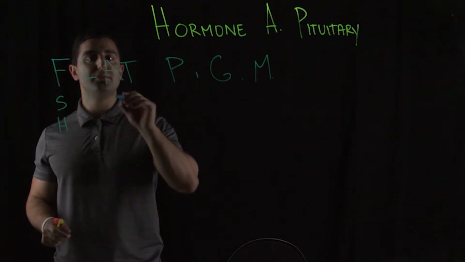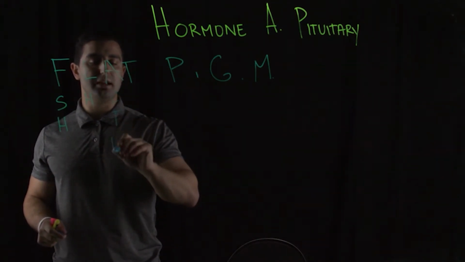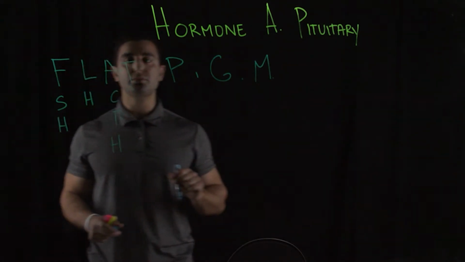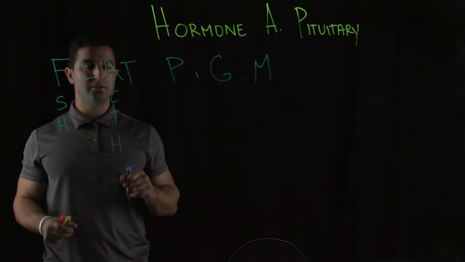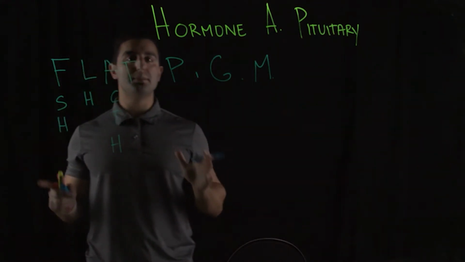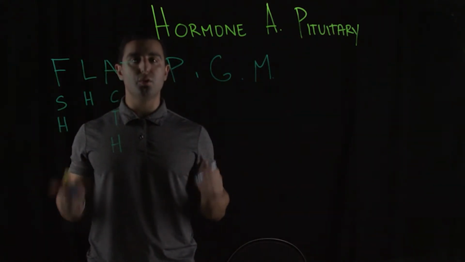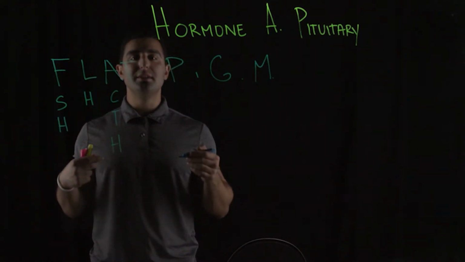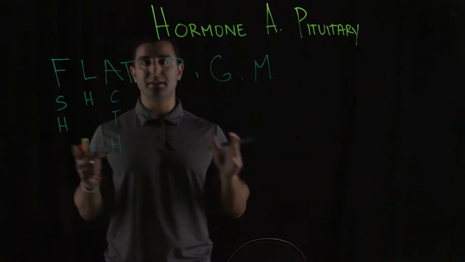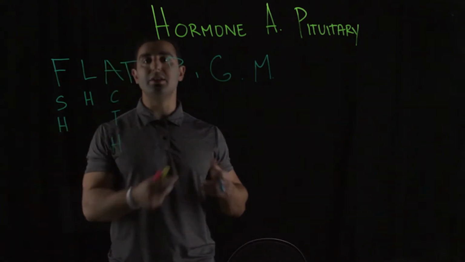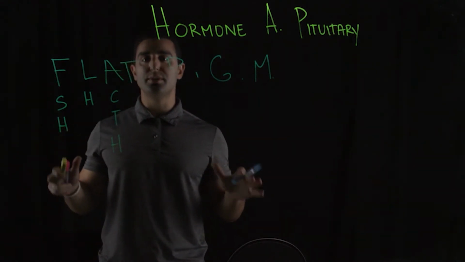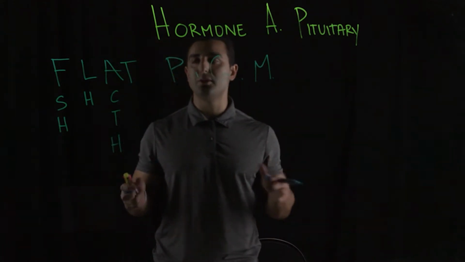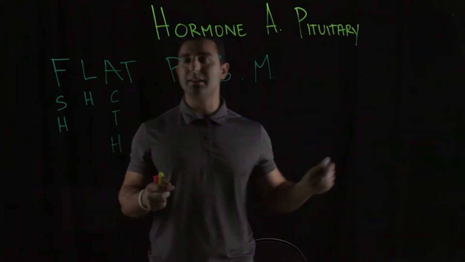A stands for ACTH, adrenocorticotropic hormone. ACTH is responsible for the secretion of cortisol. So what was cortisol? Cortisol was a stress hormone. When your body secretes specific responses that lead to an increase in inflammation, cortisol is released to serve as an anti-inflammatory. So its main role is anti-inflammatory. It has other roles, but again, we'll talk about that later.